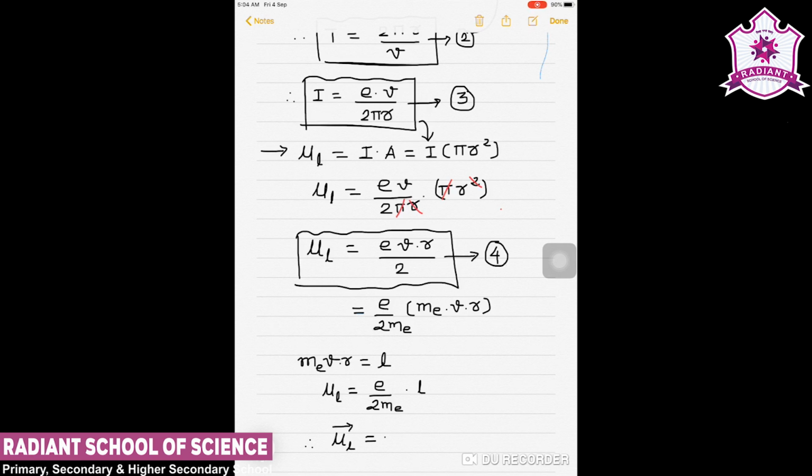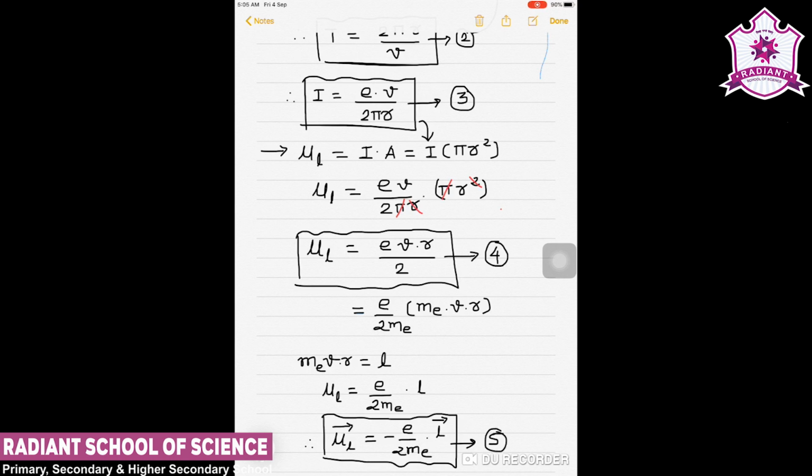equal to minus e upon 2 me into vector L. Now why is this so? As I have explained, the electron is a negatively charged object, and therefore this negative sign will appear in equation 5.